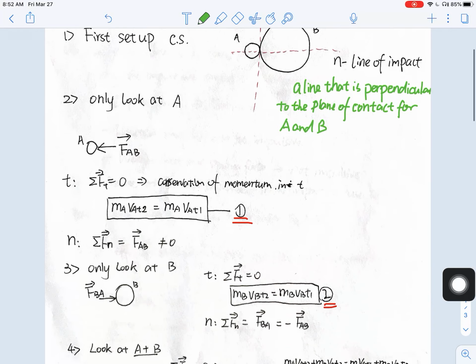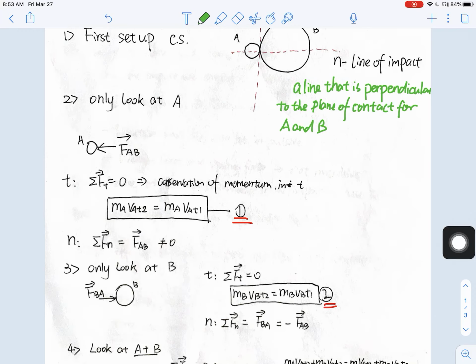That means in the T direction, the velocity or speed of A is the same before and after impact. If we look at the N direction, the line of impact, we do have one force, F_AB, so the sum of the forces is not equal to 0. Okay, so that's the analysis for particle A.